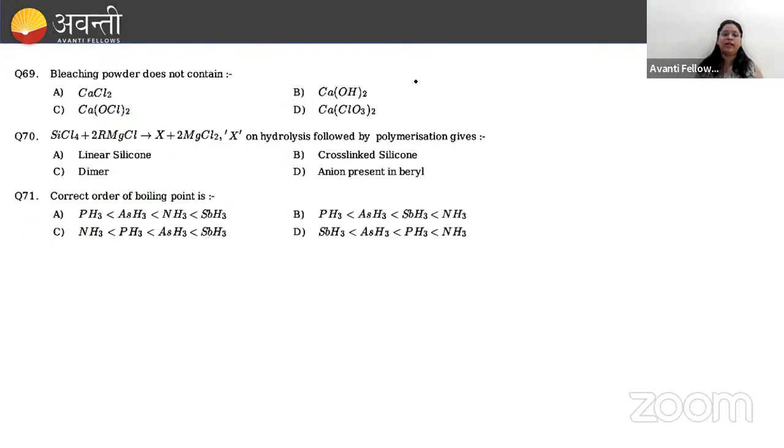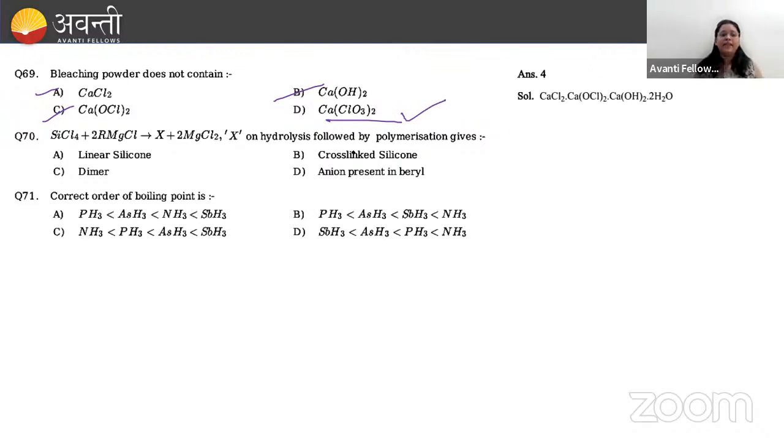Bleaching powder does not contain... So when you see the formula for bleaching powder, it contains this and this, but it doesn't contain this one. So our correct answer will be Option D. Very good, Sanjay. Yeah, Option D will be the correct answer here. Right? Option D will be the correct answer here.